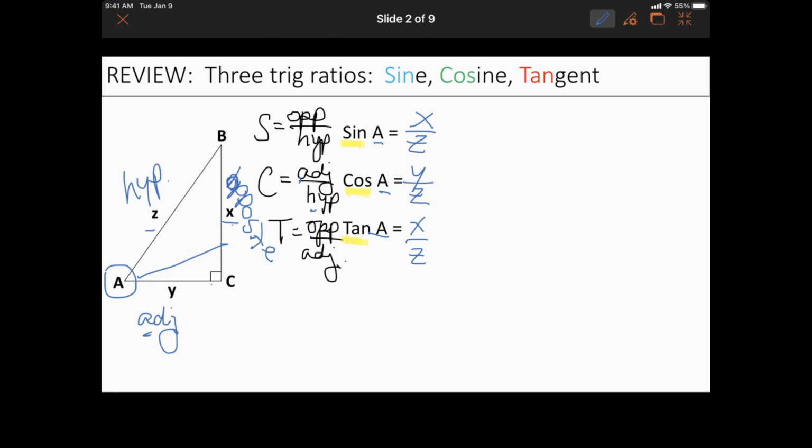Now, sometimes we write this abbreviation, and most people know it as SOHCAHTOA. And I will say to practice this, I write it on every homework assignment. SOHCAHTOA.